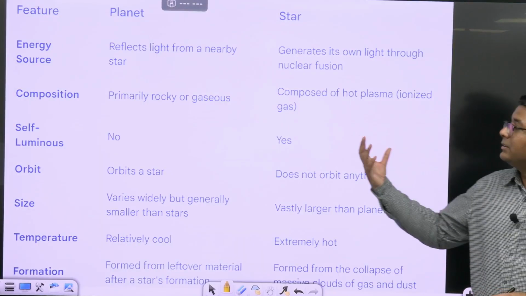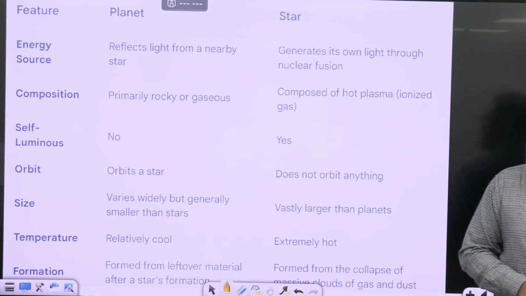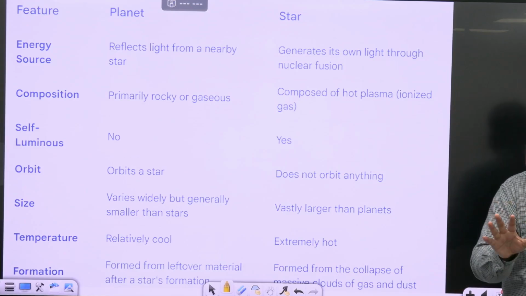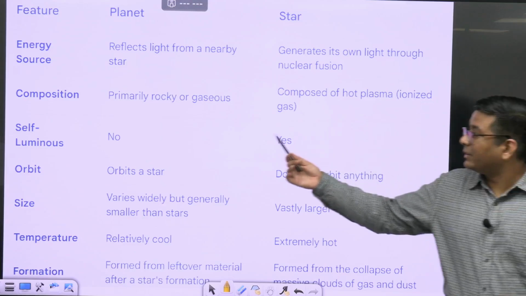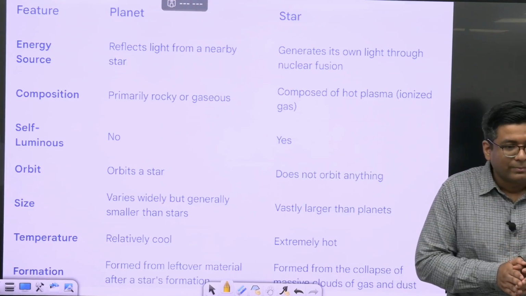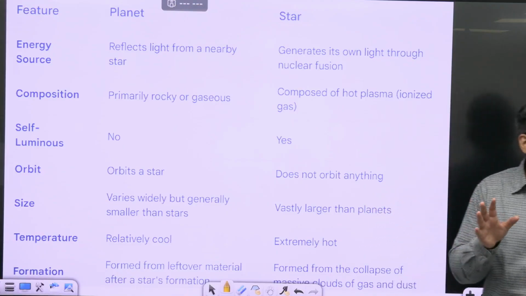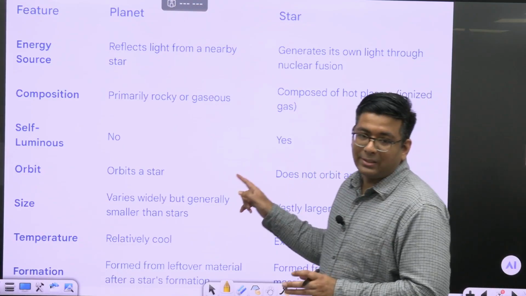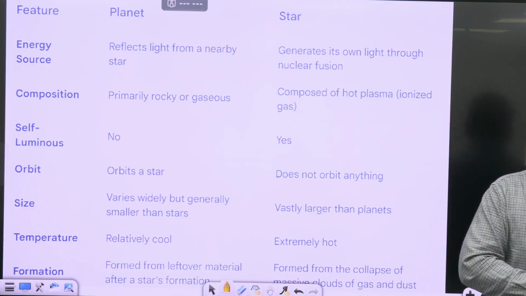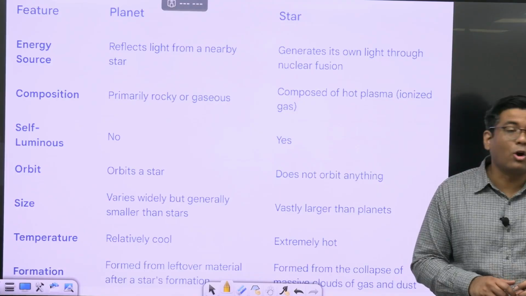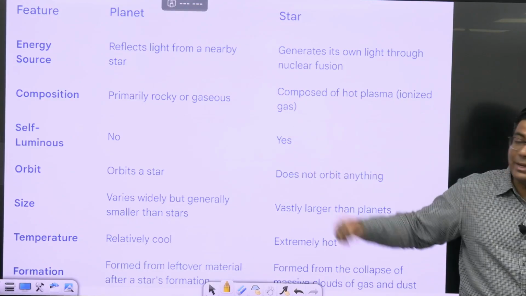So this is basically the difference between planets and stars. Planets, as I told you, receive energy from their nearest star. They do not have any source of energy of their own. But stars have their own source of heat and light. Second, with respect to composition, stars are gaseous. They are made primarily out of hydrogen. That hydrogen turns into helium. That is the primary composition of stars. But planets have a rocky structure like Earth. Planets may be gaseous like Jupiter. So both are possible here. When you talk about self-illumination, you find that it is there in stars. It is not there in planets.